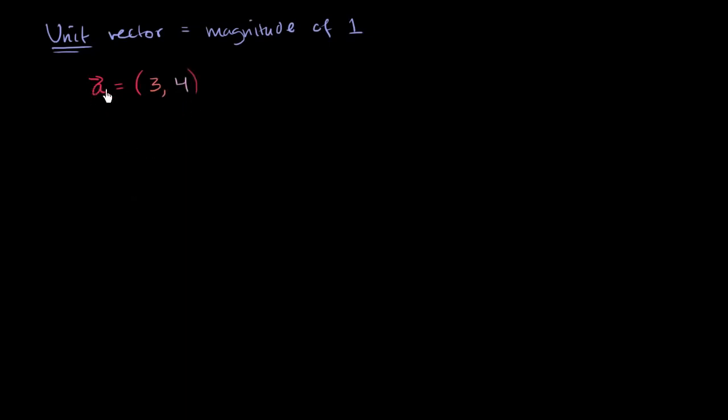Well, we could figure out A's magnitude, and we could denote it like this. The magnitude of vector A would just be the length of it. So let's try to visualize A. For every 3 that we go in the horizontal direction, we're going to go 4 in the vertical direction. And so vector A would look something like that. That is vector A. So what's its magnitude?